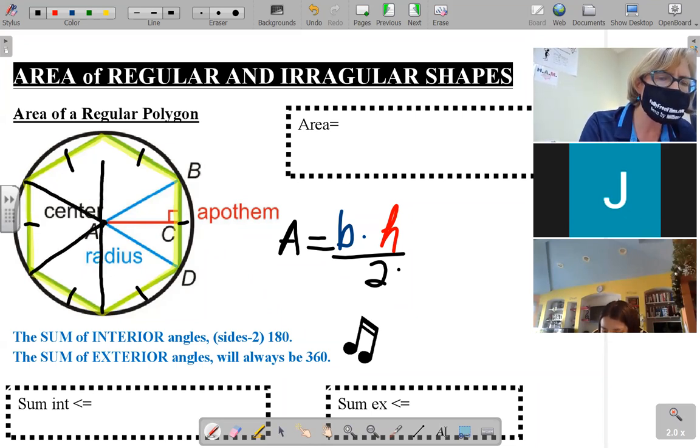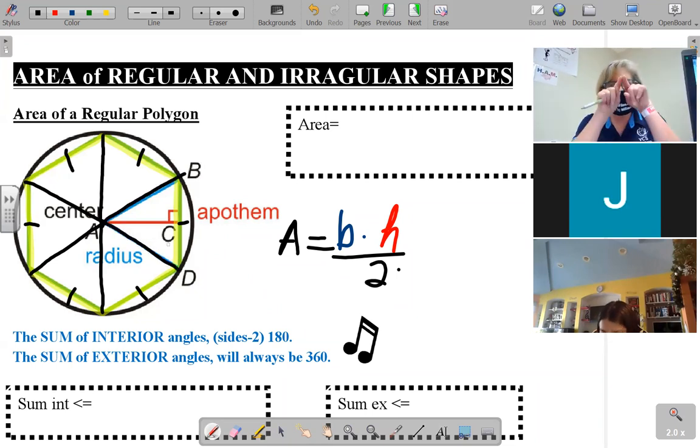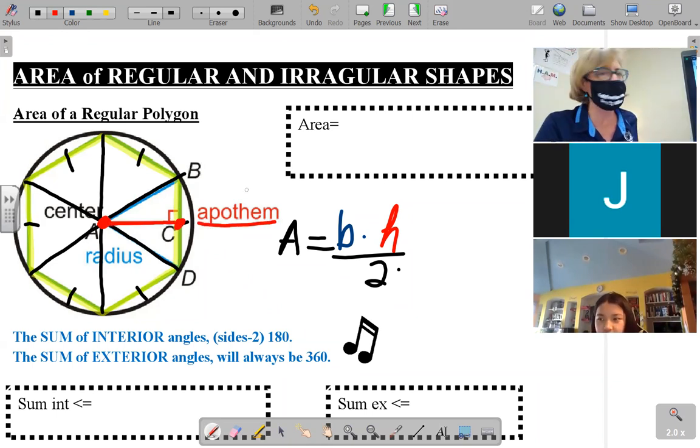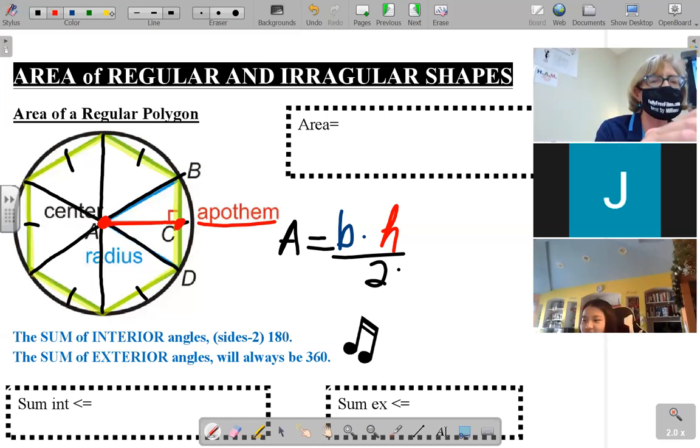These are called radii. From the corner to the center is a radius. So that you're familiar with. This word you're not familiar with. From the center to the midpoint of a side, that's called the apothem, depending on the textbook you use.